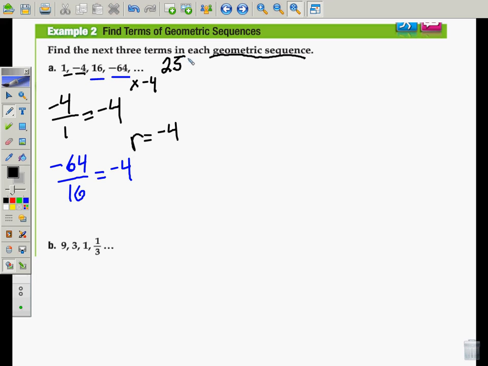There's my next term. Then I'm going to multiply by negative 4. So you can think, I multiply by negative 4, I get that number, multiply by negative 4 to get my next number, and I get 256 times negative 4, positive times a negative is a negative, negative 1024. Then I've got to multiply by negative 4 again. So I go to my next term by multiplying by negative 4, and I get negative times negative, positive 4096.